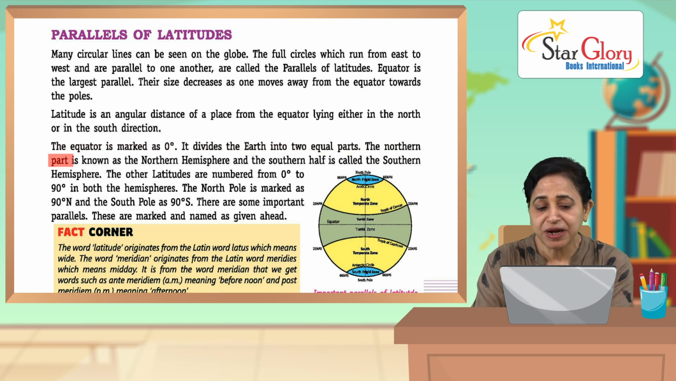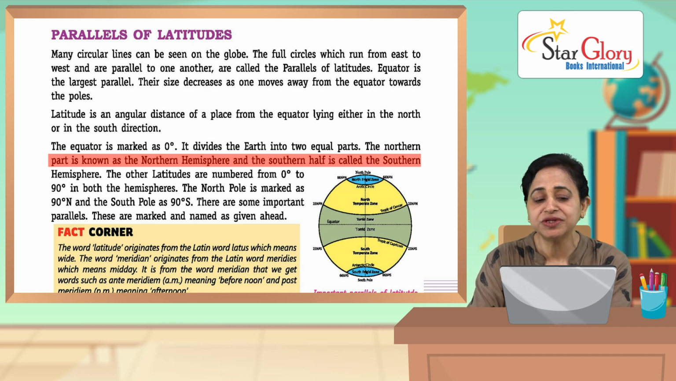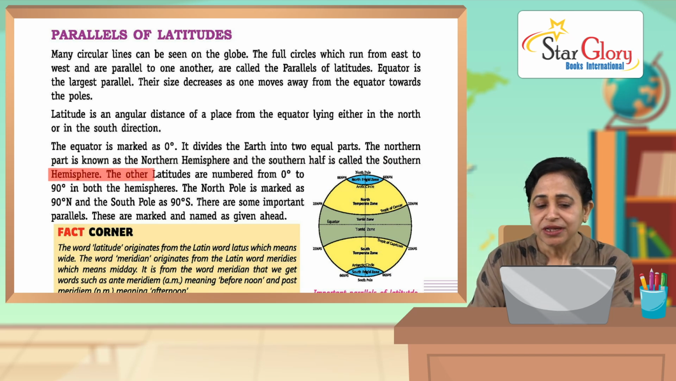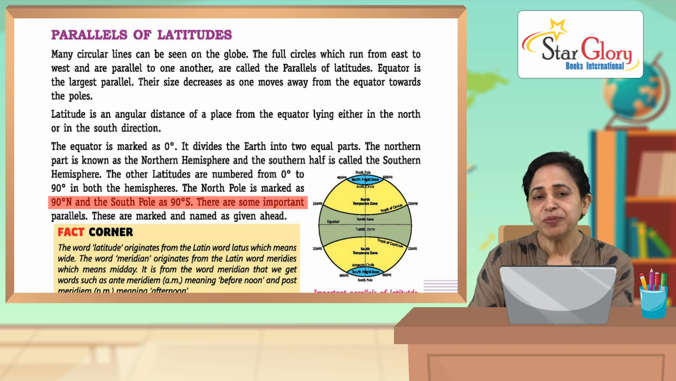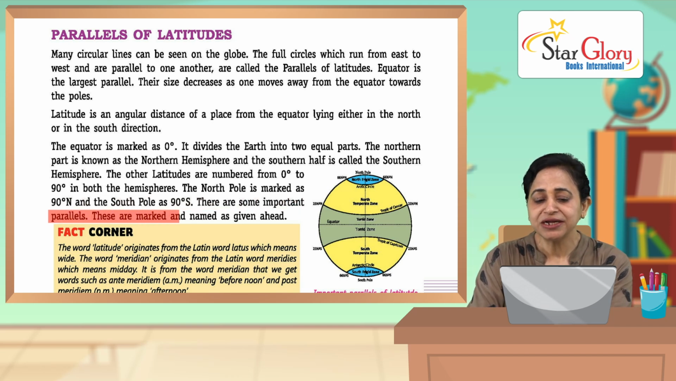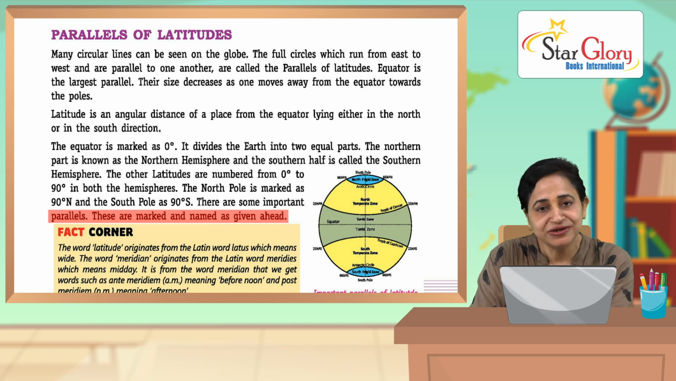It divides the earth into two equal parts. The northern half is known as the Northern Hemisphere and the southern half is called the Southern Hemisphere. The other latitudes are numbered from 0 to 90 degree in both the hemispheres. The North Pole is marked as 90 degree N, which is called north, and the South Pole is called 90 degree south. There are some important parallels. These are marked and named as given ahead.